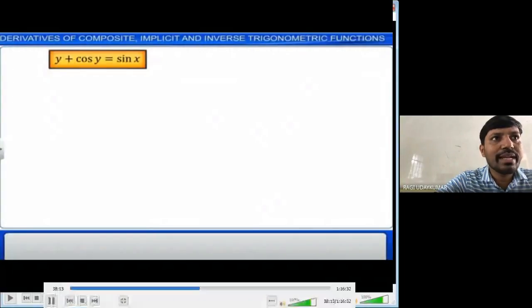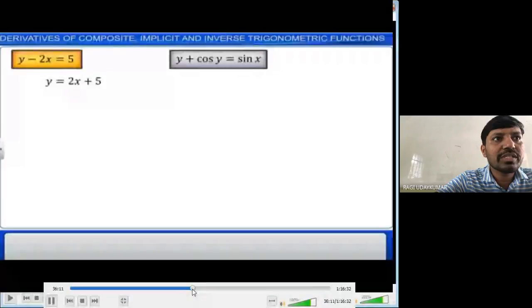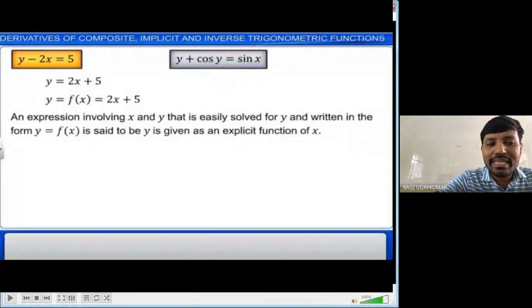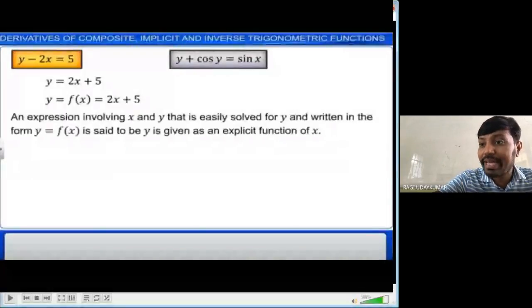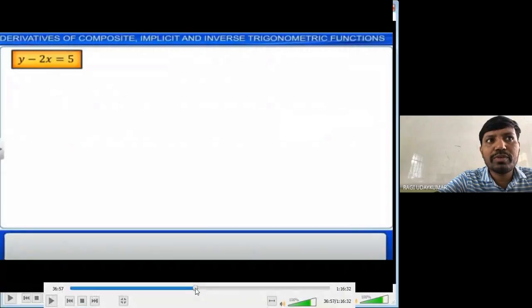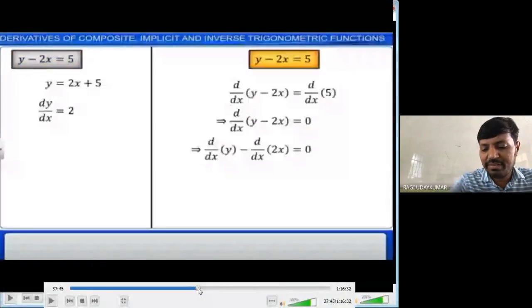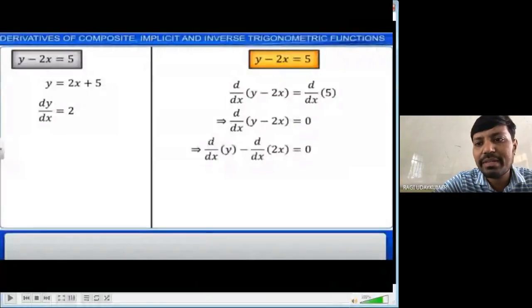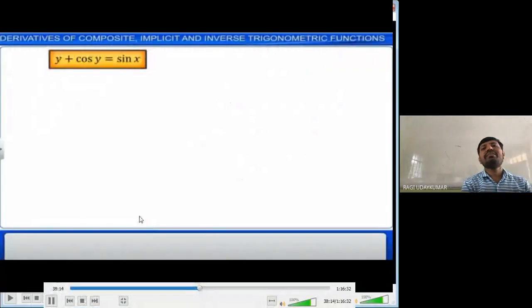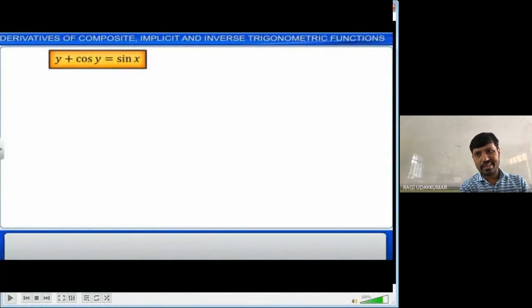Once again, recall which is called an implicit function and which is called an explicit function. Here, if we can write y equals f of x, then that is an explicit function. If it is not possible to write it that way, that is an implicit function. Now we are going to see how the implicit function can be differentiated. What I have shown you, y plus cos y equals sin x, is an implicit function.